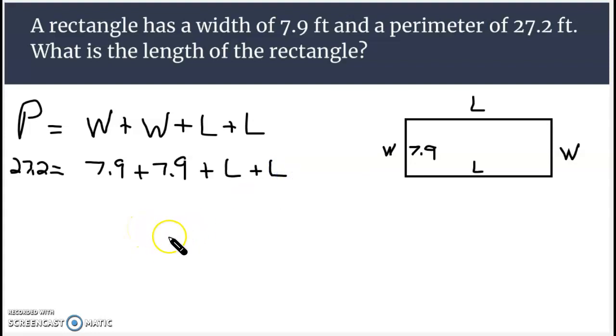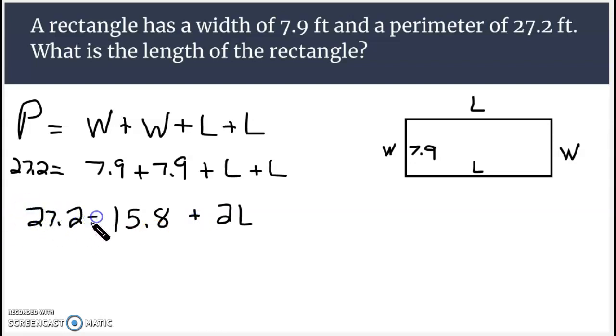Alright, let's simplify this. If I have L and L, that means I have 2 L's. 7.9 plus 7.9, calculator says 15.8. Just combining like terms, simplifying the equation. Next thing I'm going to do is notice what's happening to L. L's our variable. It's being multiplied by 2, and we're also adding the 15.8. So I want to do the opposite of add 15.8. I want to subtract 15.8.